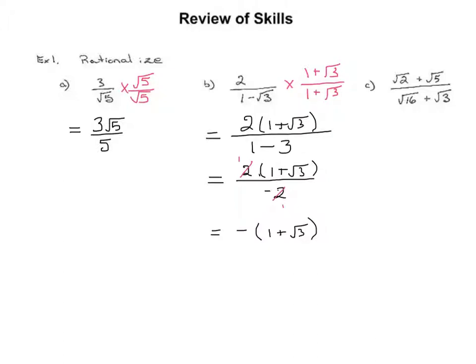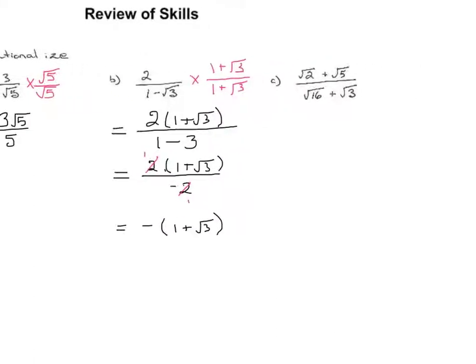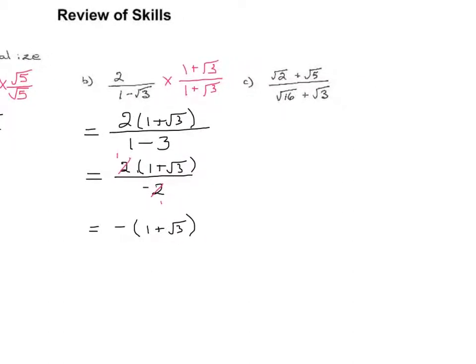In part C, let's move that over there so we have a little bit more room. Of course, we can rationalize that denominator again. We can notice first, however, that we have root 2 plus root 5, that root 16 is actually 4 plus root 3. And then, of course, if we multiply by its conjugate, we would have 4 minus root 3 over 4 minus root 3.